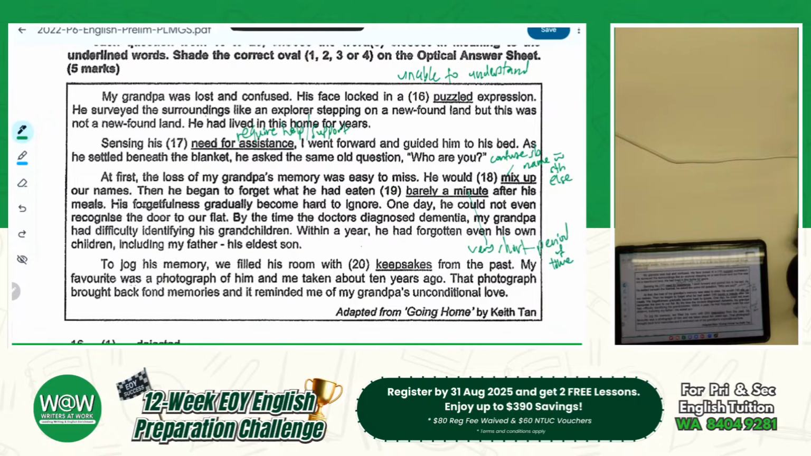So one day he could not even recognize the door to our flat. To jog his memory, we filled his room with keepsakes from the past. My favorite was a photograph of him and me taken 10 years ago. That photograph brought fond memories and reminded me of grandpa's unconditional love. Okay, so keepsake here basically is just referring to the small item kept in memory of the person who gave it to you.